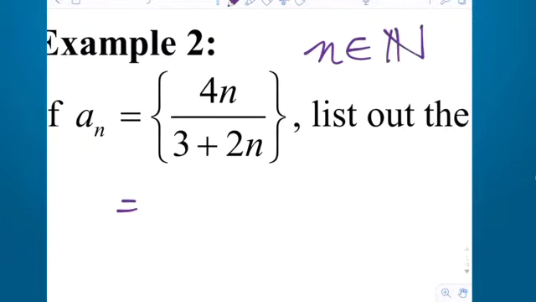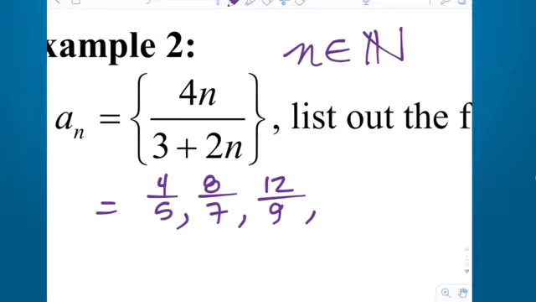4 over 5. Good, comma. When n equals 2, what do we get? 8 over 7. Good. When n equals 3, we get 12 over 9, comma. Now you can almost generate the terms without plugging them into the rule, right? Yes.